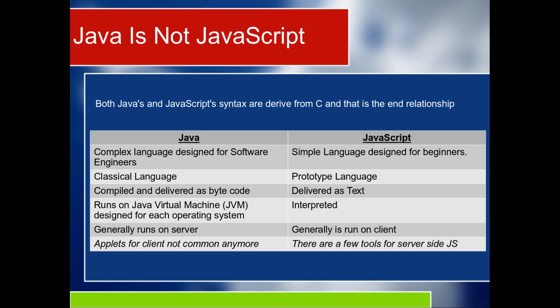What is syntax? Syntax is the way that a language, at least in computer science, constructs statements and expressions. In that, there is some similarity. But structurally and philosophically, they're very different. Java is a complex language. It's designed for software engineers. JavaScript was designed as a simple language for beginners.